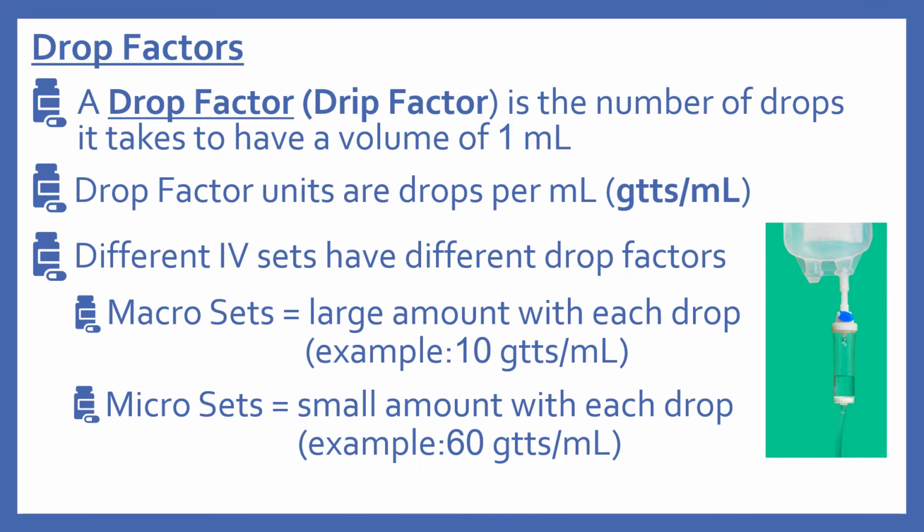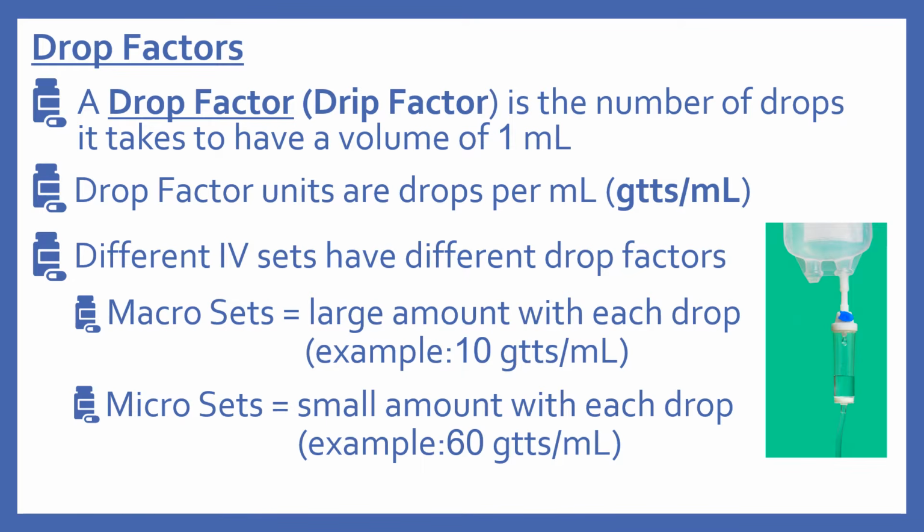A drop factor, also known as a drip factor, is the number of drops it takes to have a volume of 1 milliliter. So the drop factor units are drops per mL, or if you remember in our abbreviations, drops is abbreviated gtts, so gtts per mL. There are different IV sets that have different drop factors. There are macro sets, and macro means large, so you can think of these as having a large amount with each drop. For example, 10 drops per milliliter. It would only take 10 drops to make 1 milliliter.